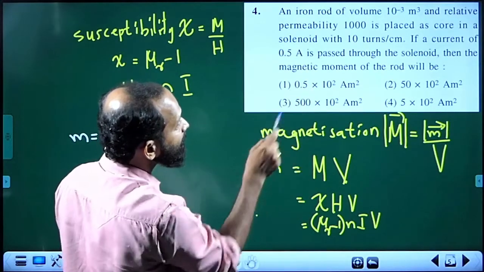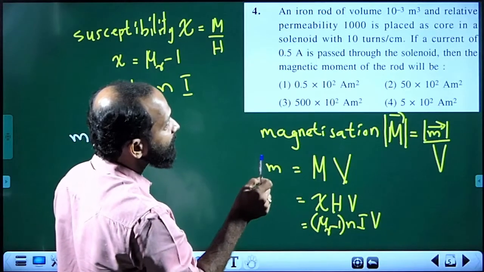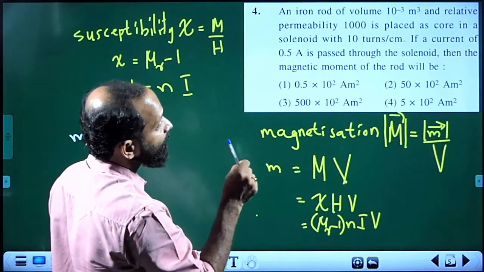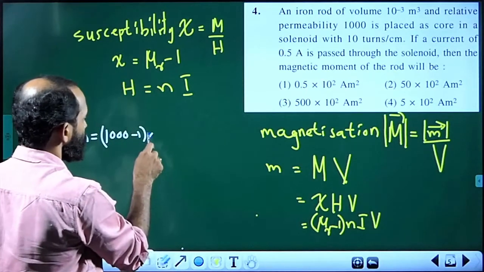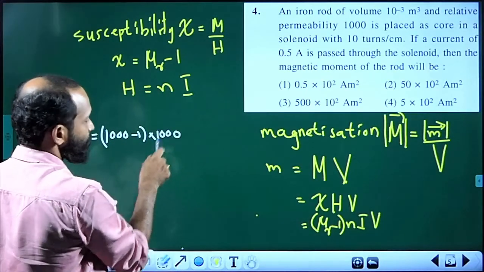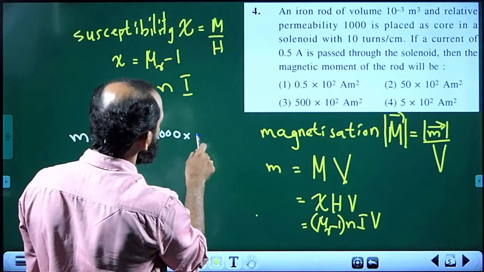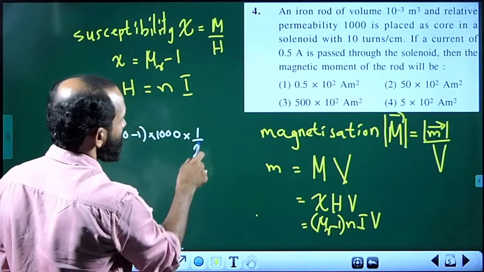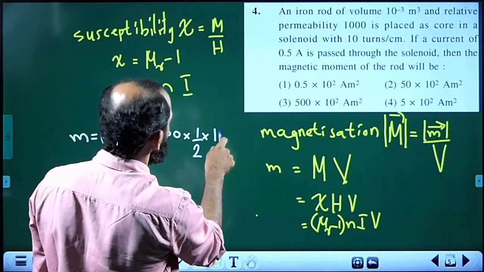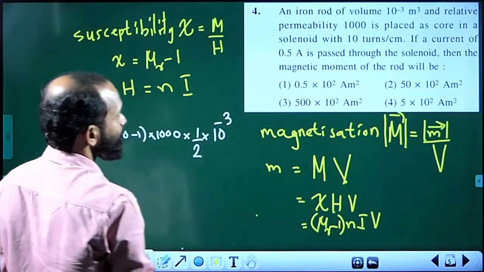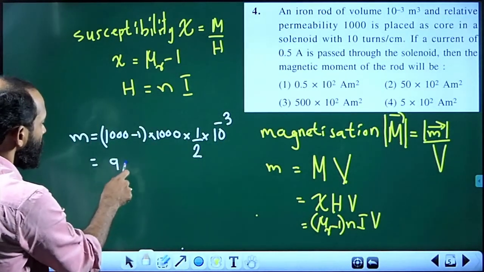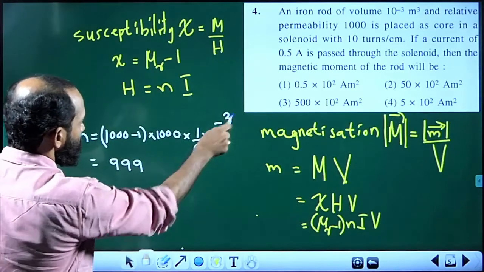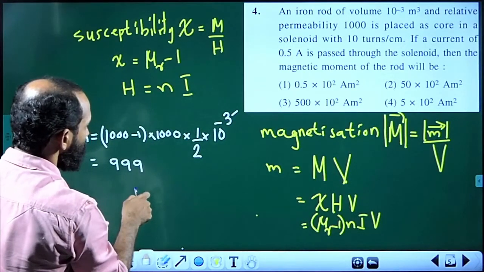Answer needed is in SI. Turns per centimeter is given. Per 1 centimeter there are 10 turns, then per 1 meter there will be 1000 turns. So multiplied by 1000 into current, which is 1 by 2 ampere. Volume is 10 power minus 3. Then the correct answer would be 999 times this. The 1000 and the minus 3 power cancel.